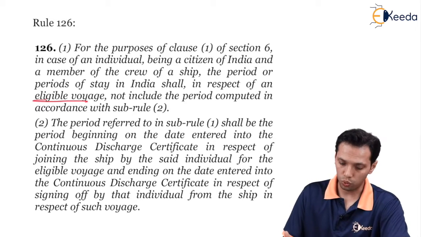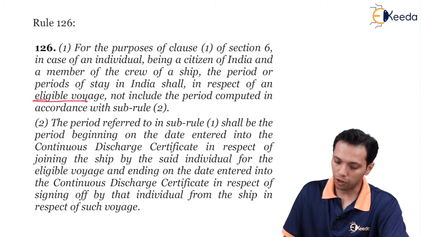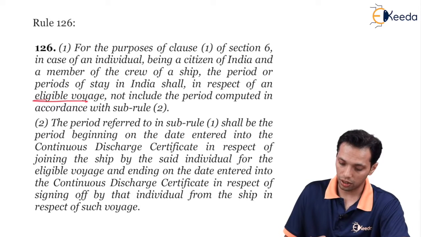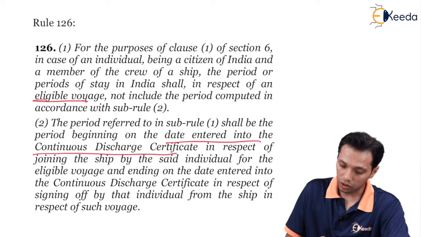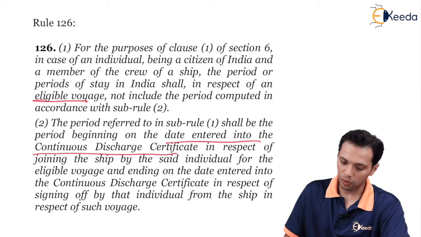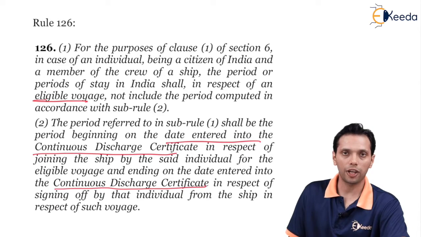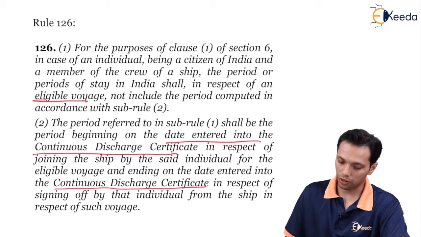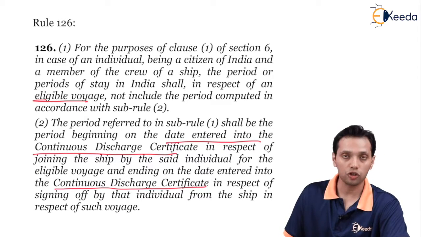Now sub-rule 2: the period referred to in sub-rule 1 shall be the period beginning on the date entered into the continuous discharge certificate in respect of the joining of the ship by the said individual for the eligible voyage, and ending on the date entered in the continuous discharge certificate. So the in stamp and out stamp as per the continuous discharge certificate in respect of signing off by that individual from the ship in respect of such voyage.